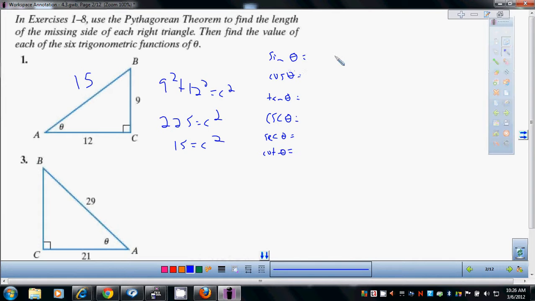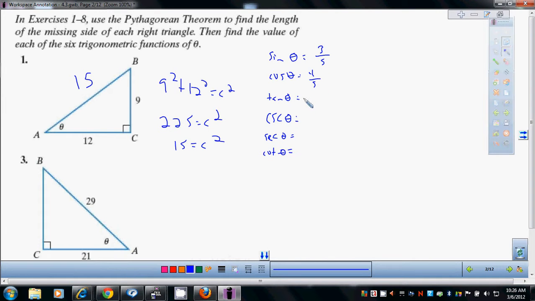What is sine of theta? That's right. And what is it here? Which reduces to 3/5. What is cosine? Adjacent over hypotenuse. So 4/5.